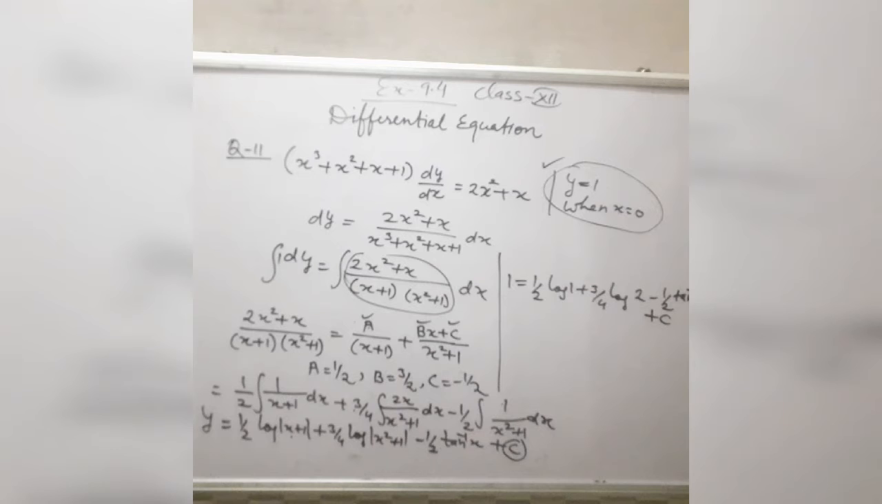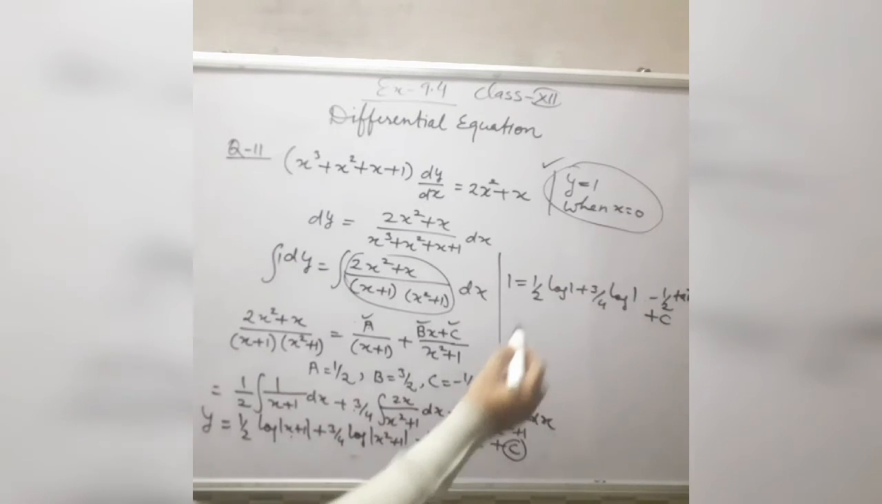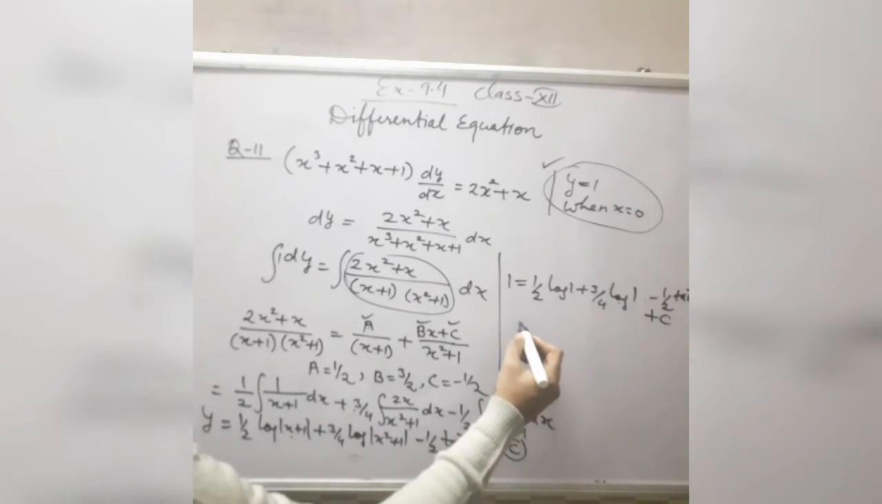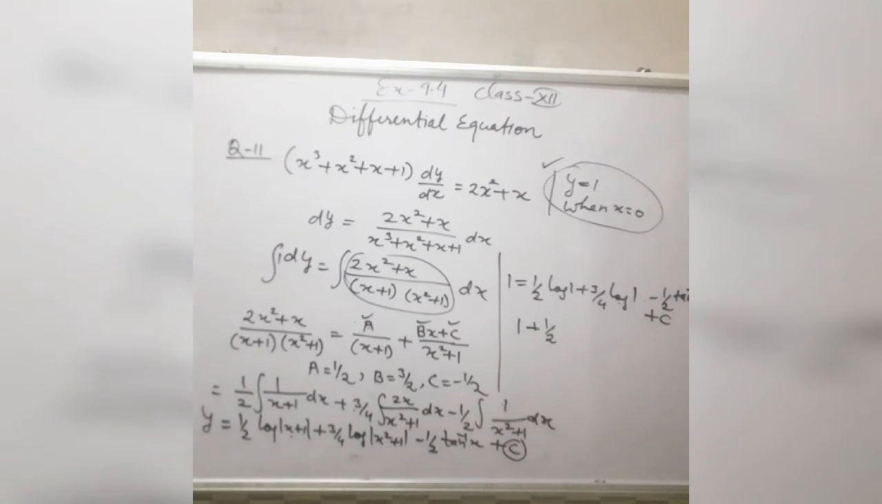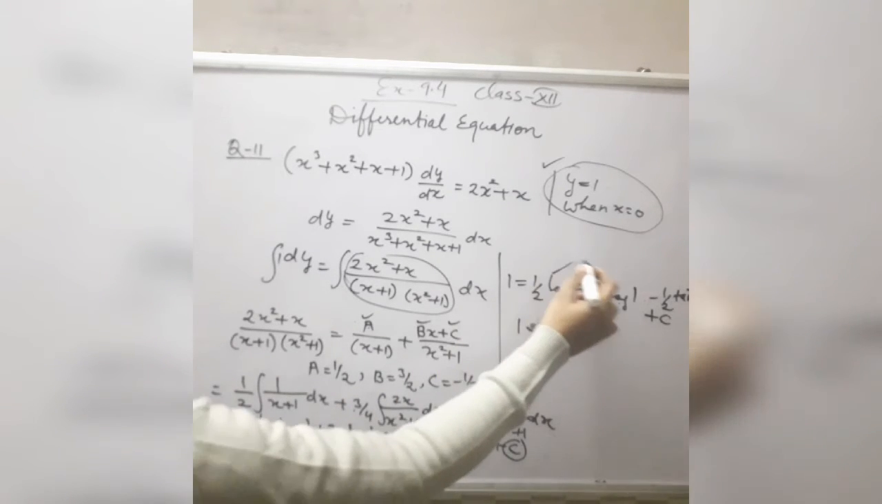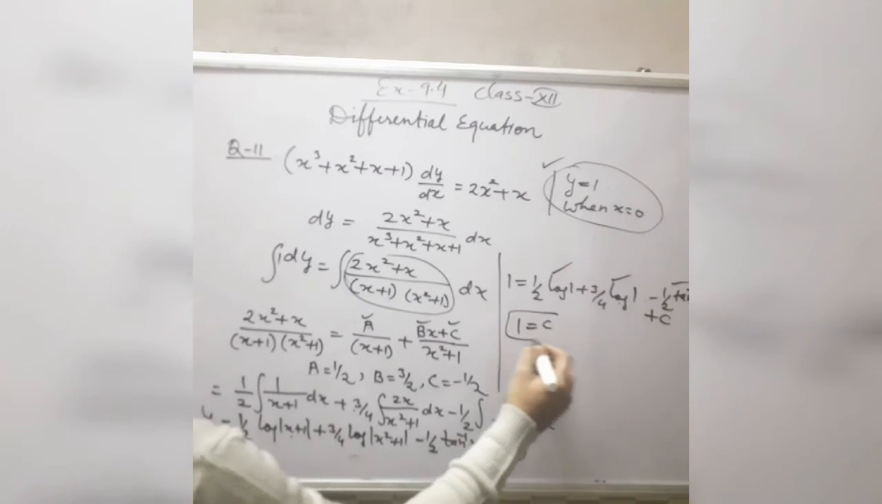C. And all of you know that the value of log 1 is 0. Here when you are taking x is equal to 0, it becomes 0 square plus 1 log 1. The value of log 1 is 0, so this term becomes 0, this is also 0. 1 plus half tangent inverse 0 is also 0. So all these terms become 0. So what is the value of constant term C? C is equal to 1.